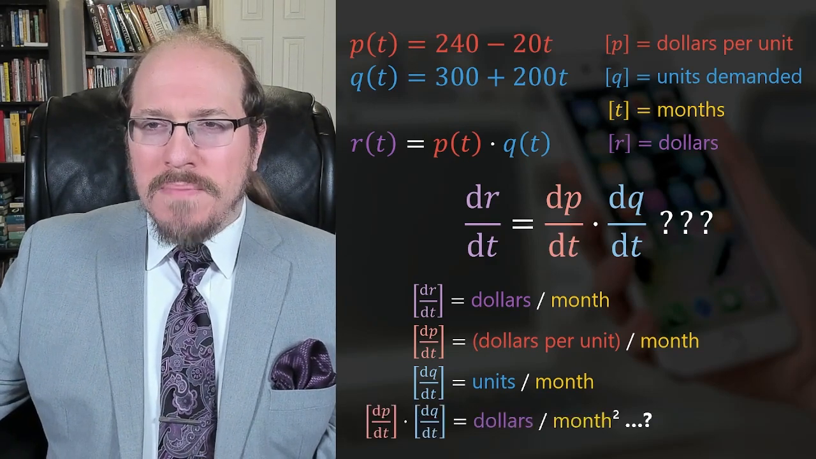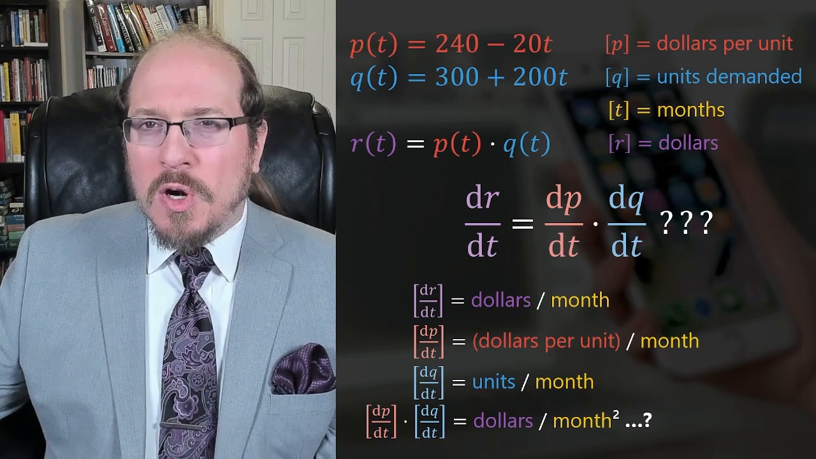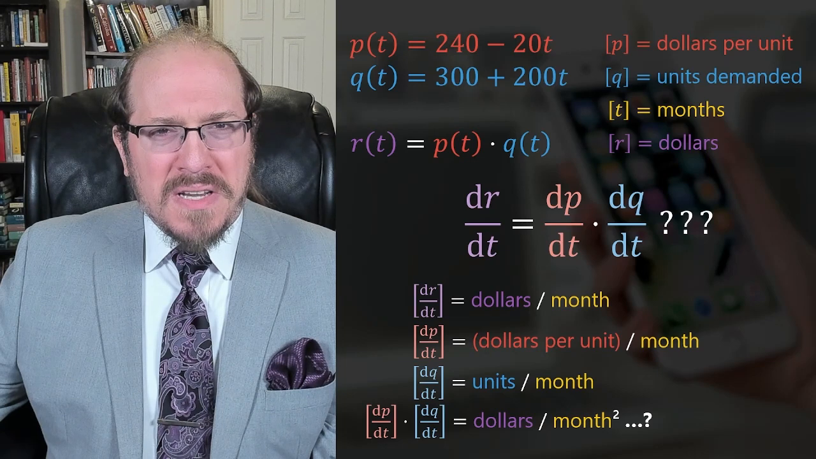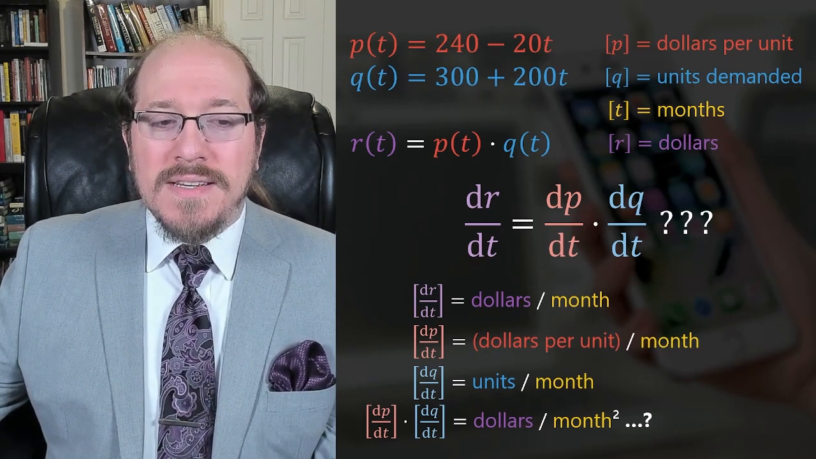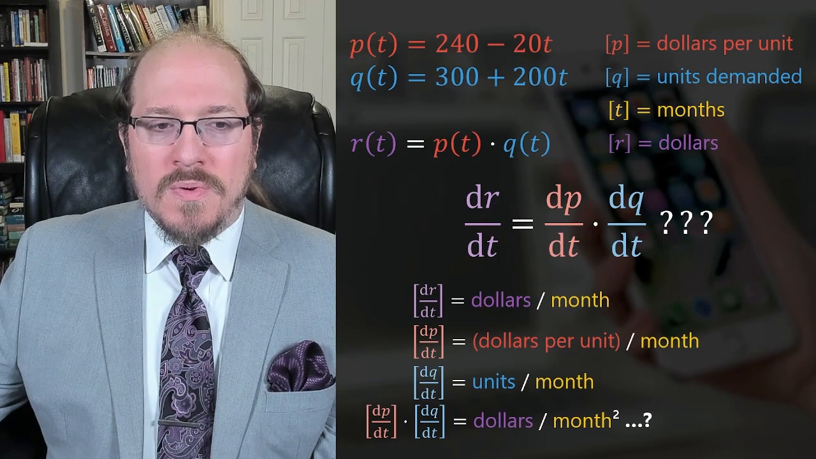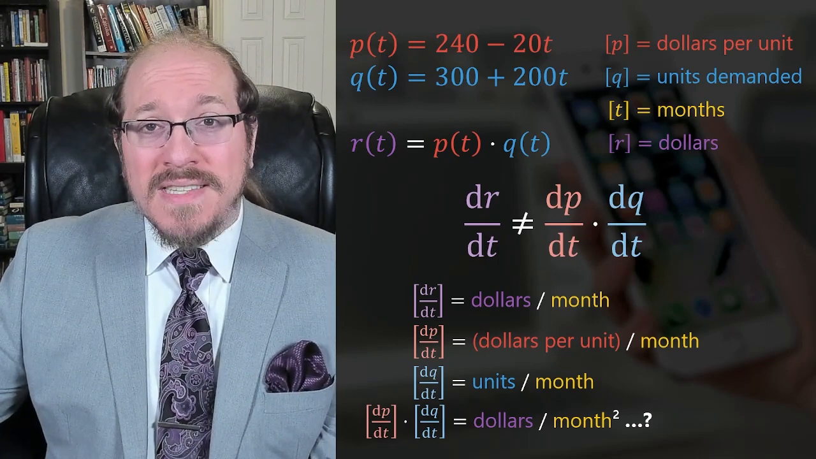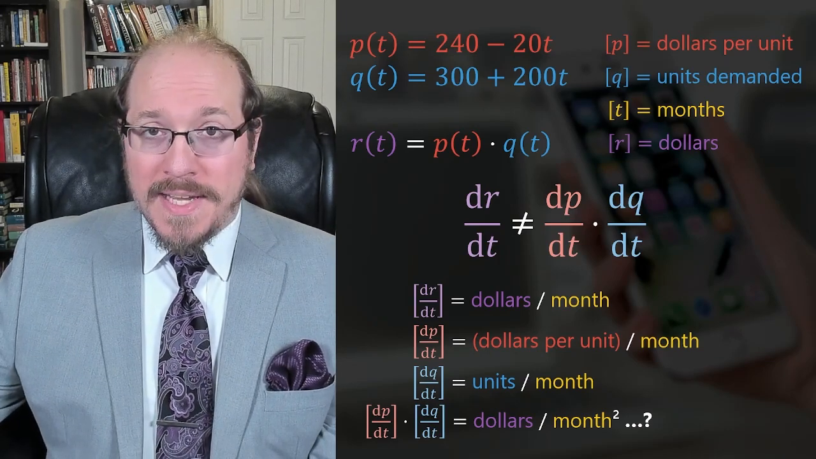But then if we multiply dp over dt and dq over dt, those per months combine together, and we get a unit of dollars per month squared? That's not right. So that tells us we can't just multiply the individual derivatives. Would have been nice, but our answer wouldn't have made logical sense in any real-world context. So there has to be something else we can do.